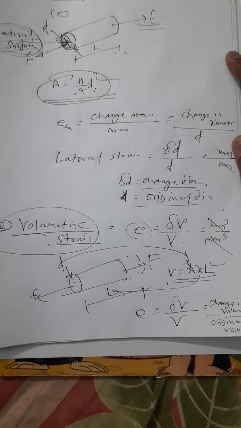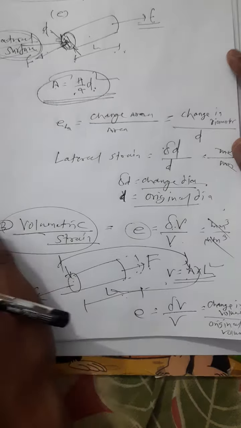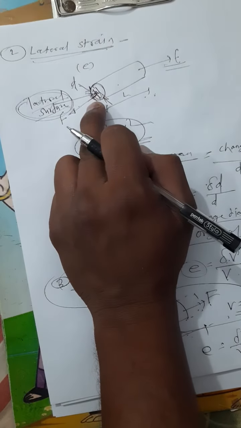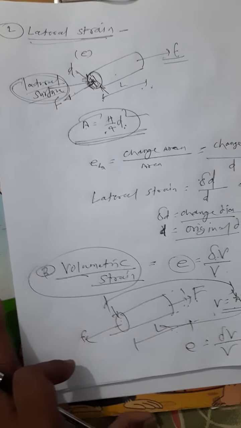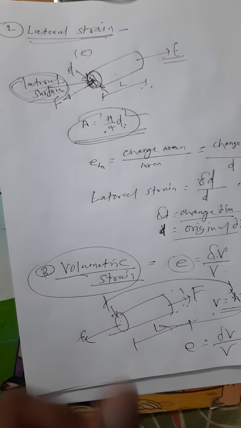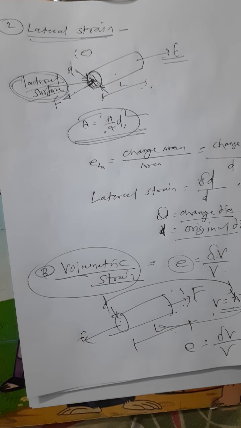First is linear strain, where length changes. Second is lateral strain, where area changes. And third is volumetric strain, where total volume changes. How do these changes and this deformation happen? Just due to application of forces.